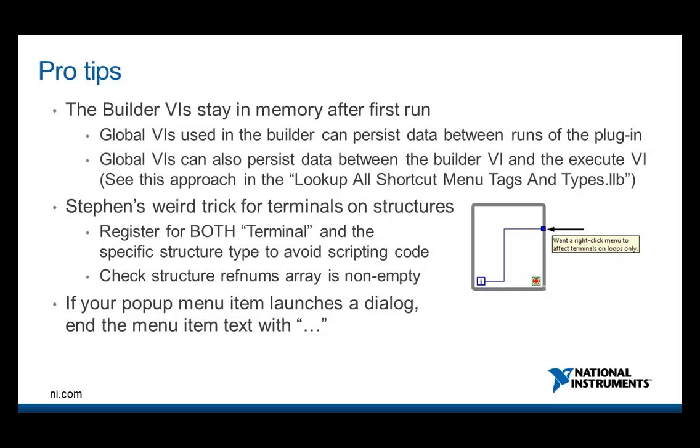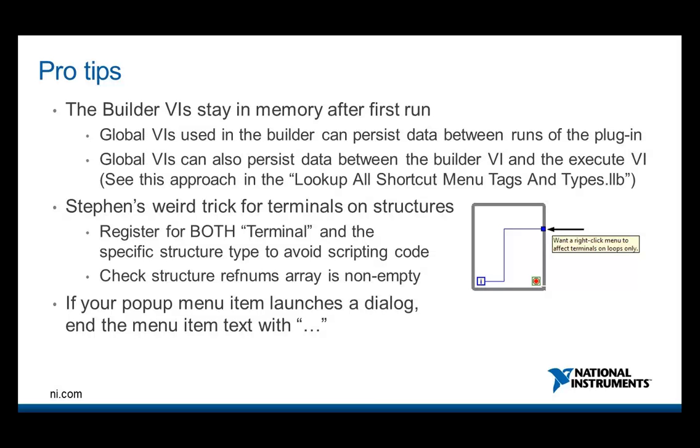If you have a right-click and you wanted to act on a terminal of a tunnel on a loop, you could, in your builder VI, in your affected items array, have terminal as something that your right-click menu acts upon. And the plugin's going to run every time you right-click on a terminal. Then you can write scripting code to get the owner of the terminal. And if that's a tunnel, get the owner of the tunnel. And if that's a loop, then go do whatever you want to do. That's all code in the builder VI. And remember, we want to keep the builder VI as lightweight as possible.